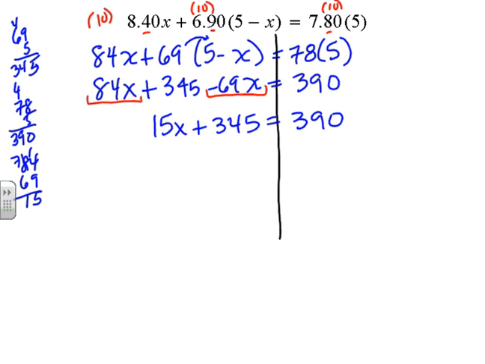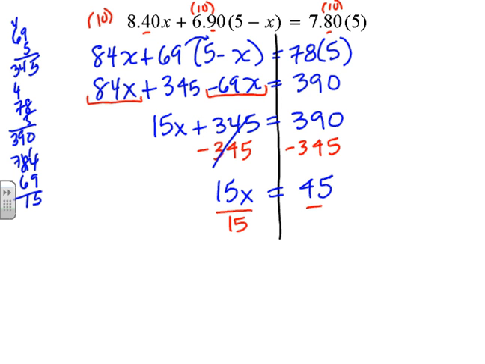So now we're at a two-step equation. Very simple. Use the property of equality. Subtract 345 from both sides. This goes away. Leaves us with 15x on the left side. 390 minus 345 is 45. Then I'm going to divide both sides by 15. And I find that x equals 3.